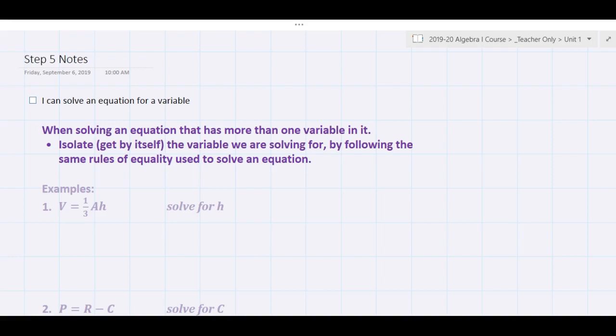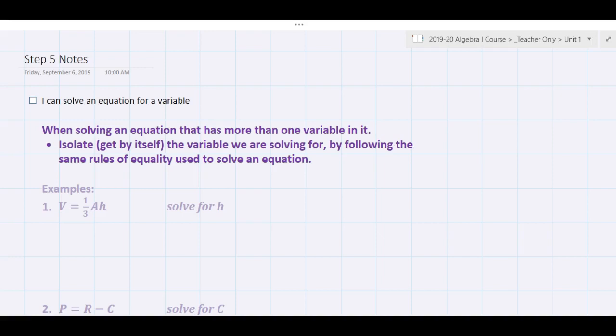Step 5 notes. Step 5 is I can solve an equation for a variable. So when an equation has more than one variable in it, we can solve that equation for any of the variables. We want to isolate, meaning get it by itself, the variable that we are solving for. We do that by following the same rules of equality that we've used to solve equations in step 4.